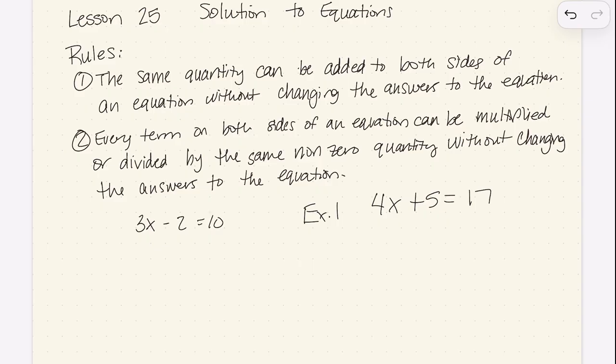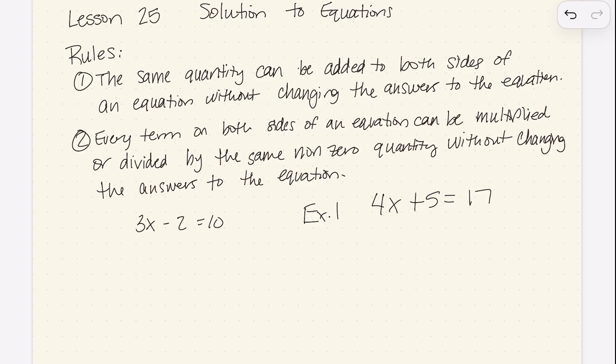Today we're going to be doing lesson 25, solution to equations. So when we are solving equations, there are two rules that we need to follow. The first rule says the same quantity can be added to both sides of an equation without changing the answers to the equation. So basically, if I add something to one side and I add it to the other side of the equation, it does not change my answer to the equation.